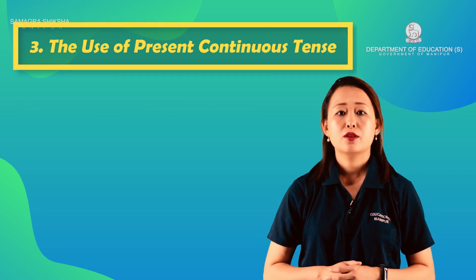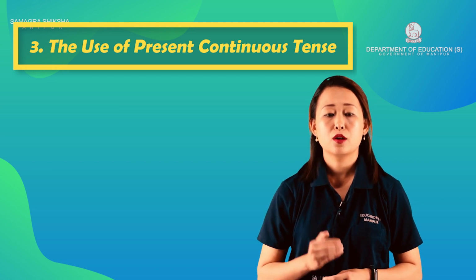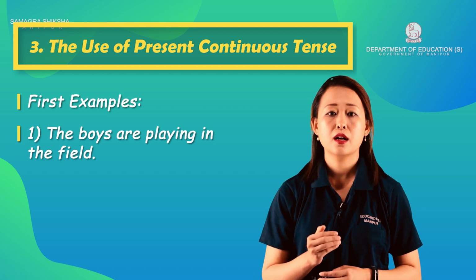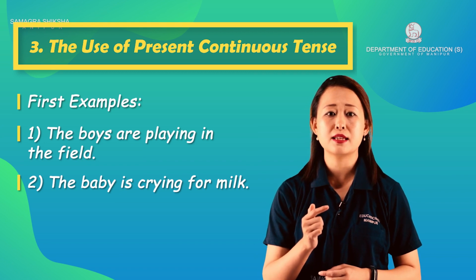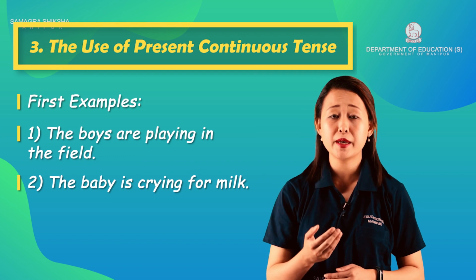Number 3, the use of the present continuous tense. The first, look at the examples. The boys are playing in the field. The baby is crying for milk. These 2 sentences express an action in progress at the time of speaking.